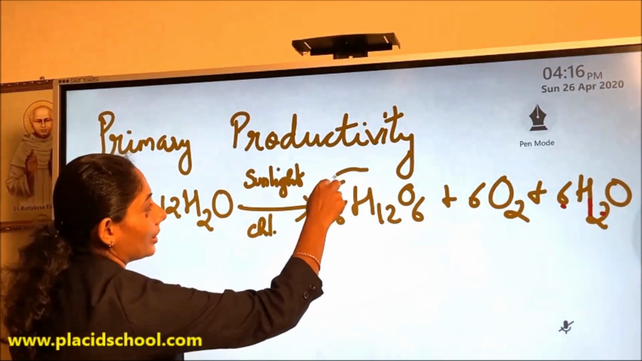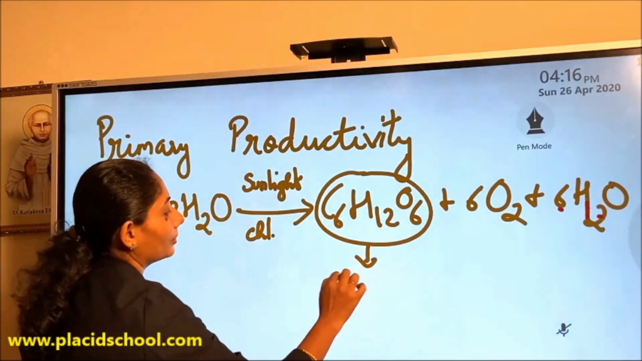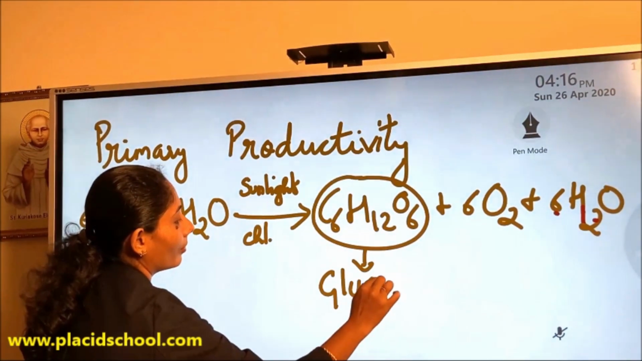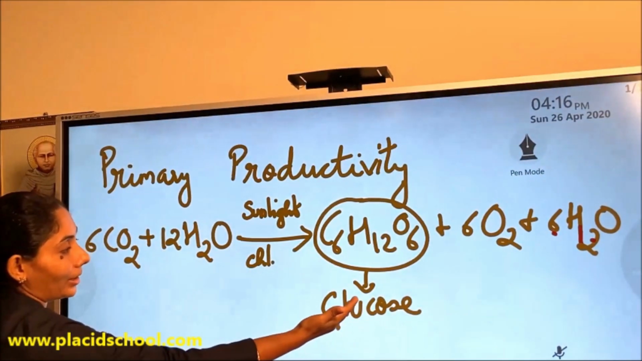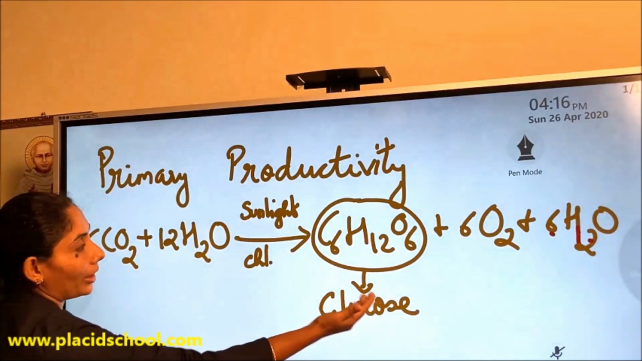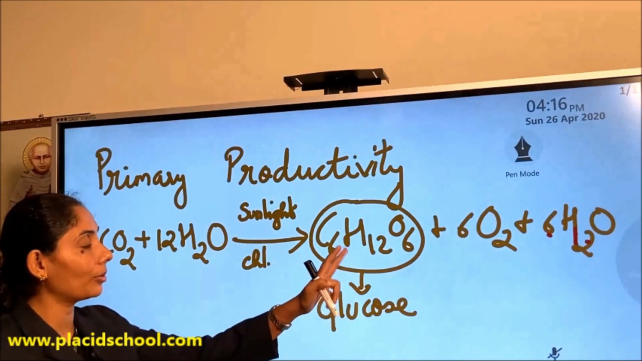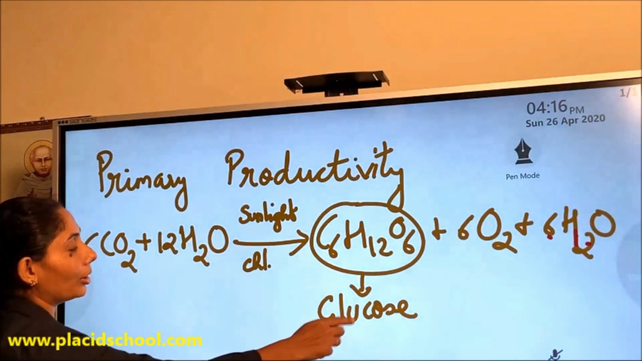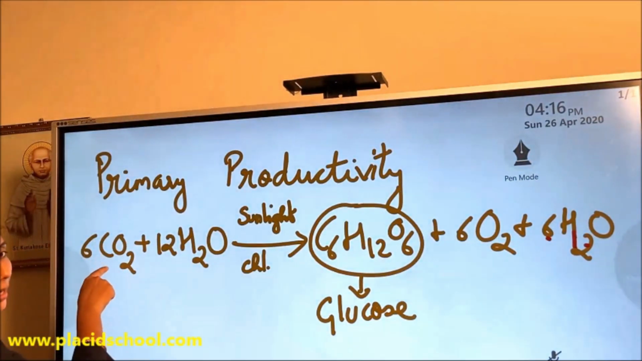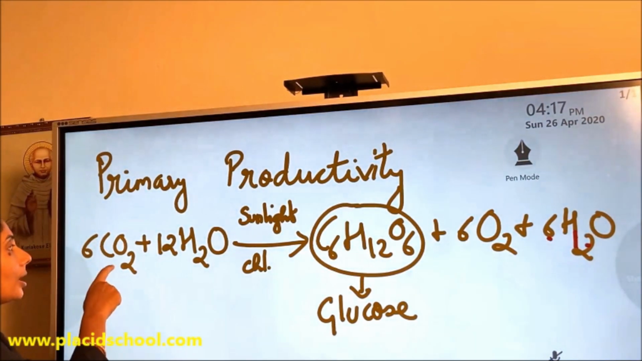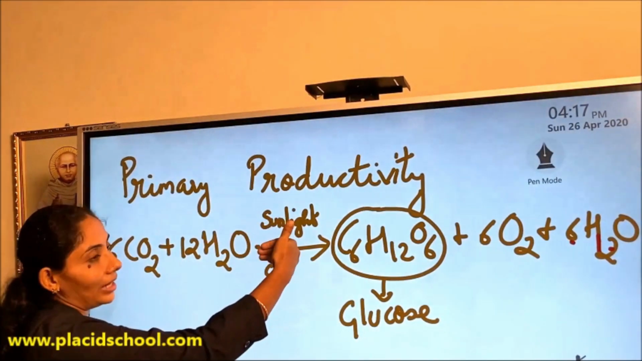What we see over here is glucose, which is an organic matter. It is an organic molecule because it comprises carbon. Any carbon based compound is referred to as organic matter. So you have glucose here, and how is it being synthesized? It has been synthesized from inorganic nutrients like carbon dioxide and water, with whose help? In the presence of sunlight and chlorophyll.